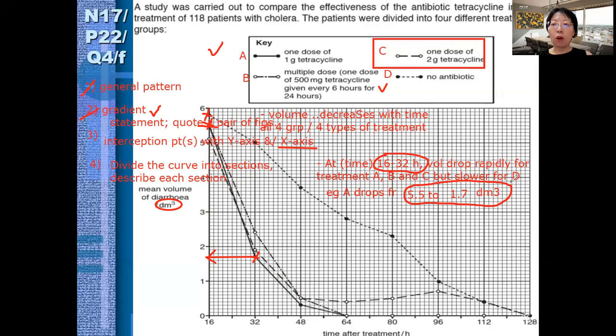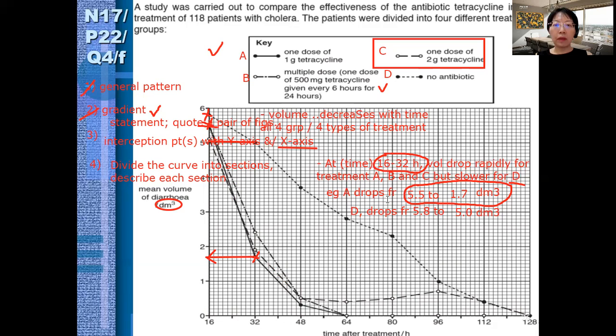But for D, it drops from 5.8 to, so what is the value at 32? You have to read from here. This is the line here, so exactly 5. So I have to write 5.0 because all my values have 1 decimal place. Again, unit. So this is called quoting a pair of figures.